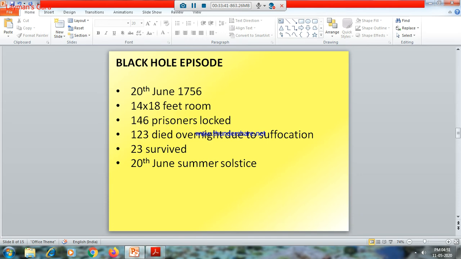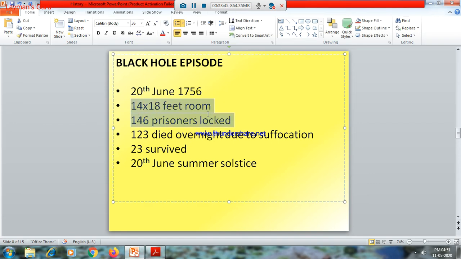There was a warehouse with a 14 into 18 feet room. And prisoners were 146 prisoners. All these 146 prisoners were locked in this 14 into 18 feet room. I request you to measure this place and imagine how much area is that, and how 146 persons can be locked inside. It was one single room with one single window. Okay. So this happened on 20th of June.